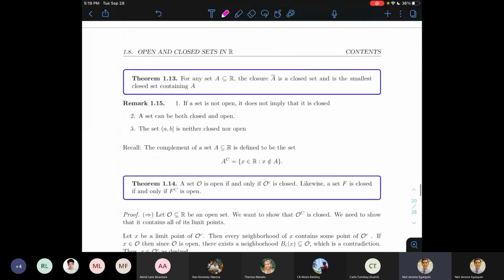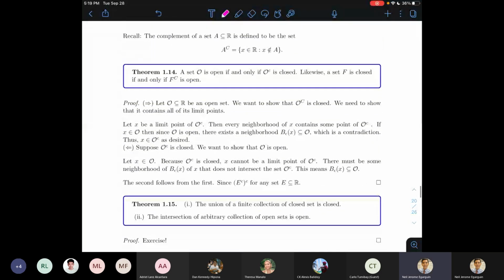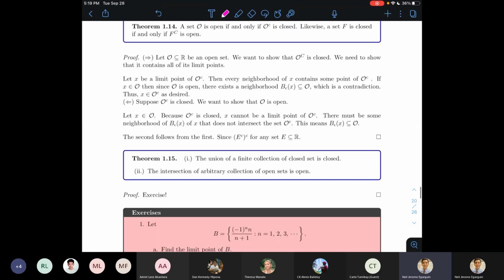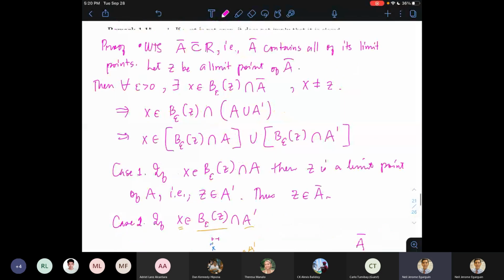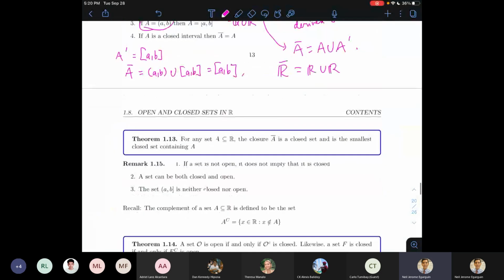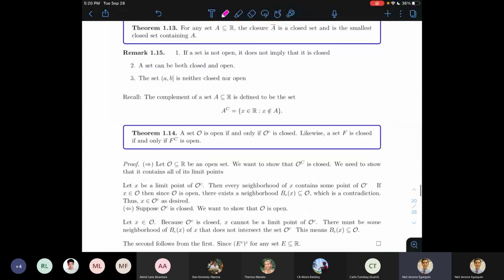Though yung mga nandito pala ay crucial results din, no? 115, 114. Sige, hindi ko na siya itatry tapusin ngayon. So let me end by just these examples or some remarks.